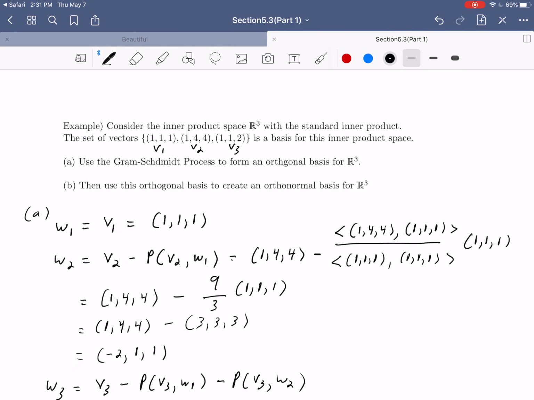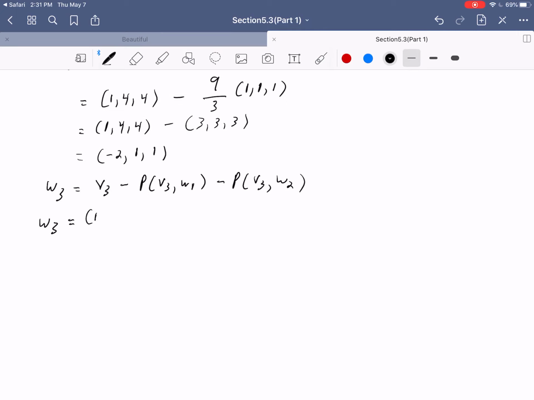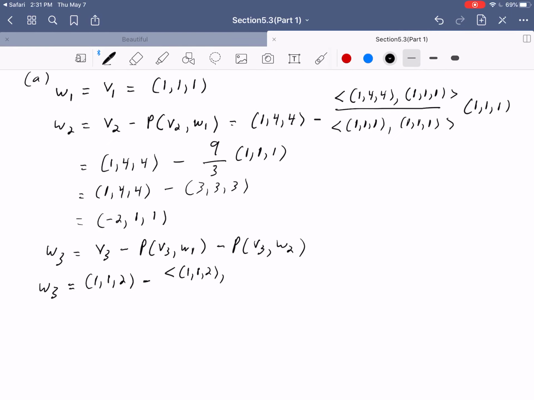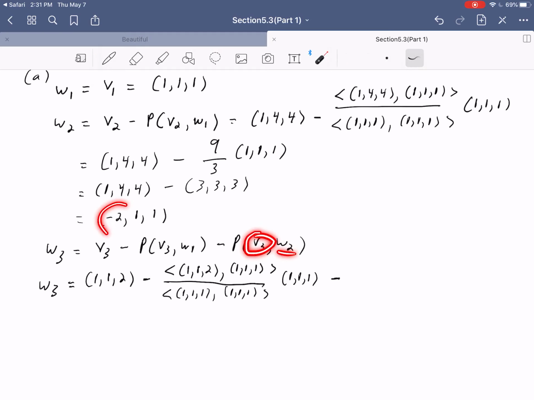So let's take a look at what that's going to be. W3 is going to be V3. V3 was (1,1,2), so we start with (1,1,2). Then we subtract the inner product of (1,1,2) with W1, which was (1,1,1), divided by the inner product of (1,1,1) with itself, and then times W1, which is (1,1,1). Then we subtract the projection of V3 onto W2, which is this one here. So we'll need the inner product of (1,1,2) with (-2,1,1).